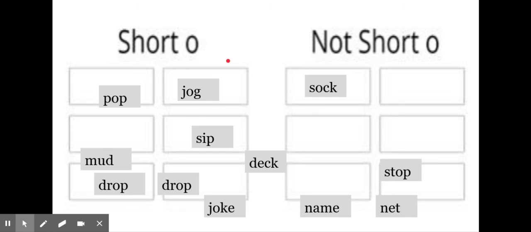Let's look at another example. Oh, this one right here. Sip, sip. Does the word sip have the ah sound? It does not, so it would go over on this side with the not short O words. All right, so I hope that you have a great time sorting these short O, ah words, and the words that do not have short O.